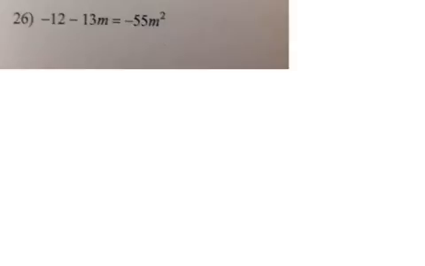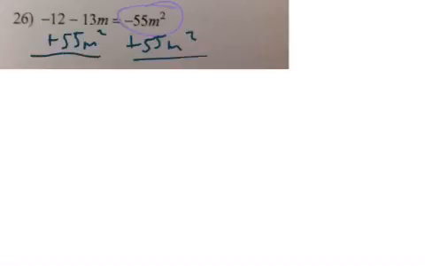Okay, notice that we have a quadratic, see the m squared term there, but it's totally out of order, right? So the first step we want to do is get it in the standard form and make sure it equals what? That's right, we want to make sure it equals 0. So how about if we just simply add 55m squared to both sides? I'm adding 55m squared to both sides here.